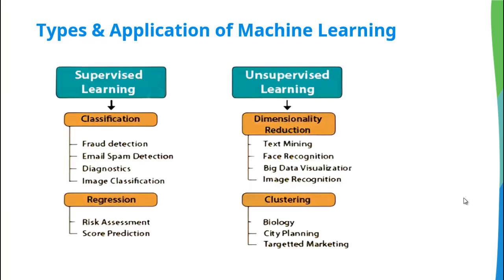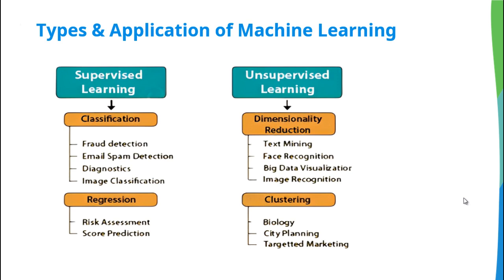So let's go deeper. We have some types and applications of machine learning. We have supervised learning. We even have more than that. We have reinforcement learning, but we are not looking at that in this section because it's not part of this course. Under supervised learning, we have what is called classification and regression. Under classification, examples of applications are fraud detection, image detection, diagnostics, and image classification. Under regression, we have risk assessment, score prediction, and others.